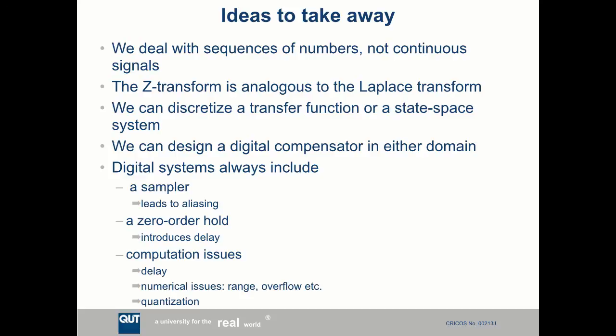There's lots of ways we've learned about discretizing a transfer function or a state space system, right? We've covered lots of ways of doing discretization. They're all equally valid, and the next slide is some rules of thumb about when they're appropriate. And we can design a digital compensator for a transfer function form or for a state space form. Doesn't make any difference, right?